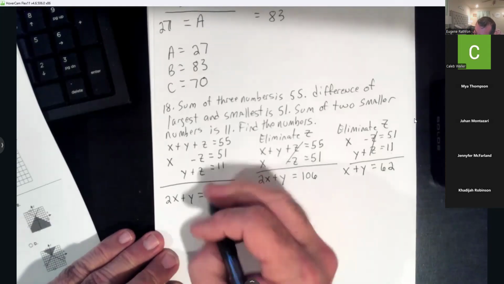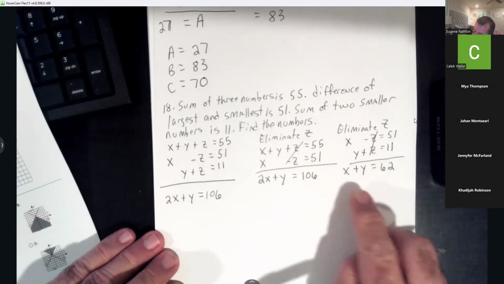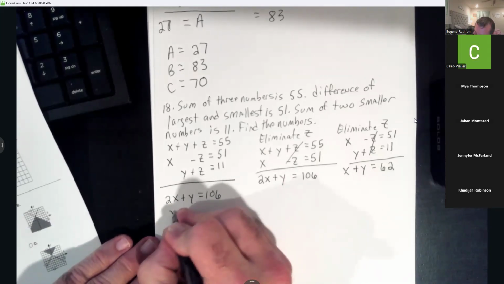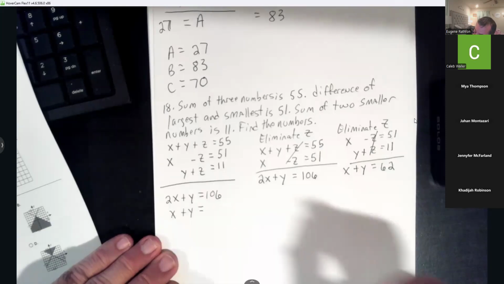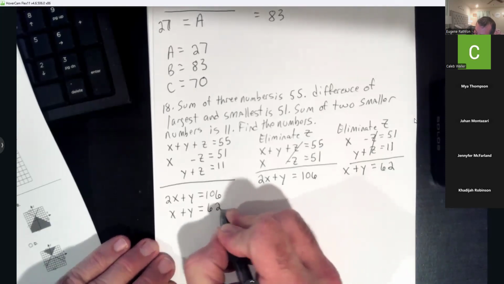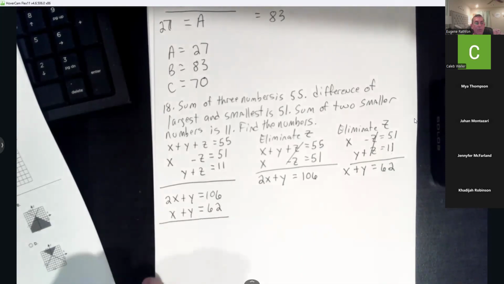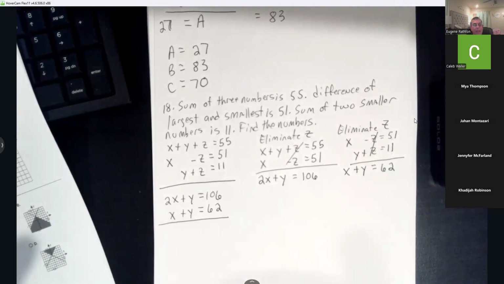So 2x plus y was 106. X plus y was 62. All right, so what are y'all wanting to eliminate on these two variables? So all we got left is x's and y. What's next? So y'all want to do the y?